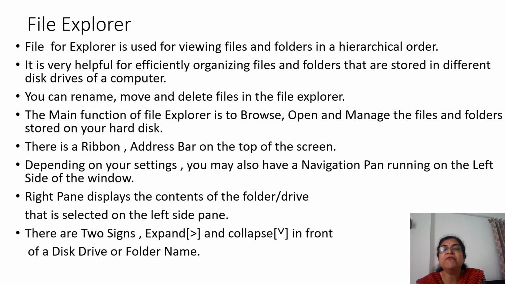The main function of File Explorer is to browse, open, and manage the files and folders stored on your hard disk. There is a ribbon and address bar on the top of the screen. Depending on your settings, you may have a navigation pane running on the left side of the window. A right pane displays the content of the file or folder that is selected in the left side pane. There are two signs, expand and collapse, in front of the disk drive or the folder name.